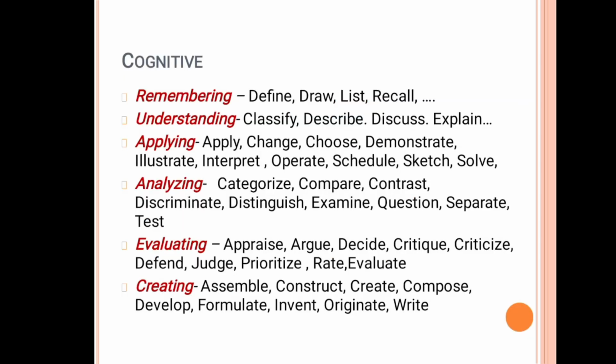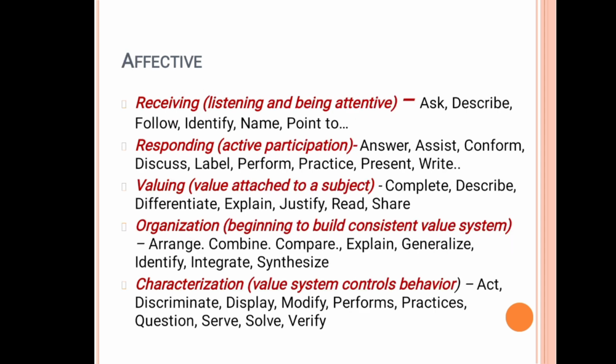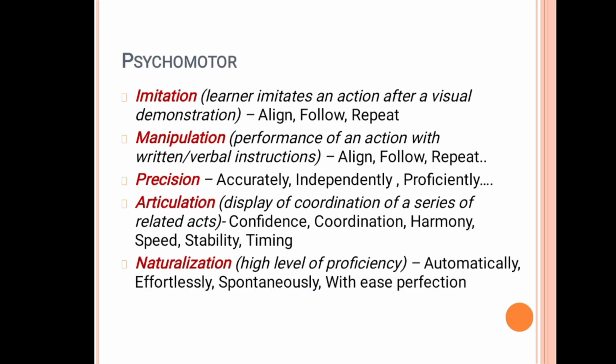So by these slides, we can understand what is cognitive. In this, remembering, understanding, applying, analyzing, evaluating, creating, etc. will come. In affective, receiving, responding, valuing, organization, characterization, these things will come under affective. And in psychomotor, imitation, manipulation, precision, articulation, naturalization will come. I have told them in very short. You can take a screenshot and understand in a better way.